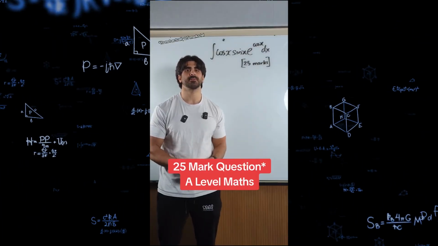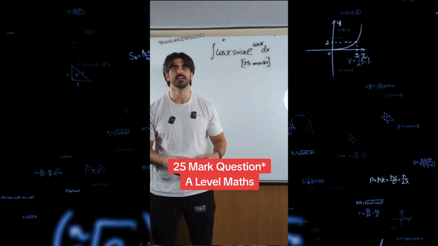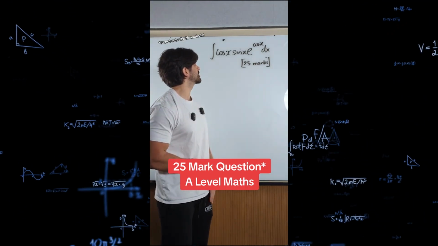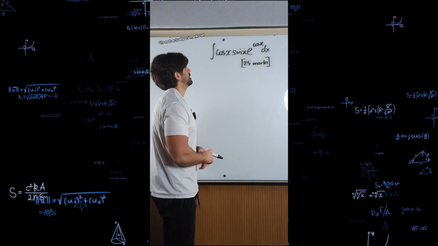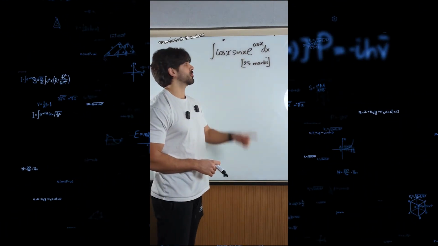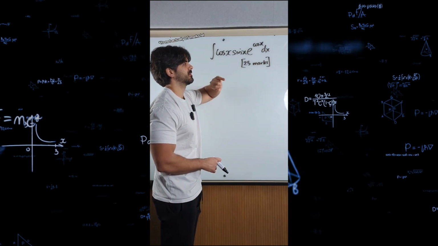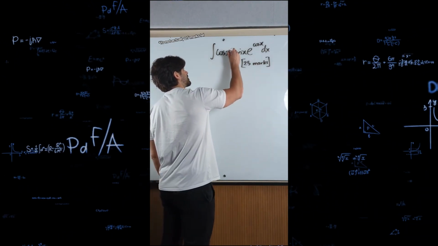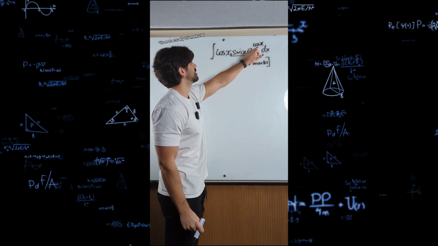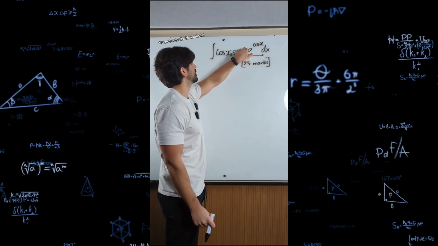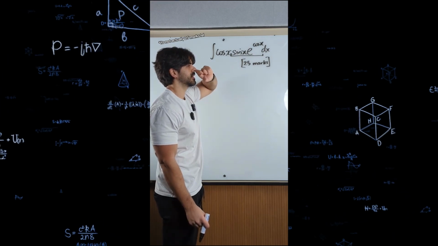Only 88% of beekeepers could answer this 25-mark question: integrate cos x sin x e to the cos x. My first initial thought is the double angle identity for sine. However, this is interesting because the power differentiates to what's down here, so this actually integrates to something quite nice.